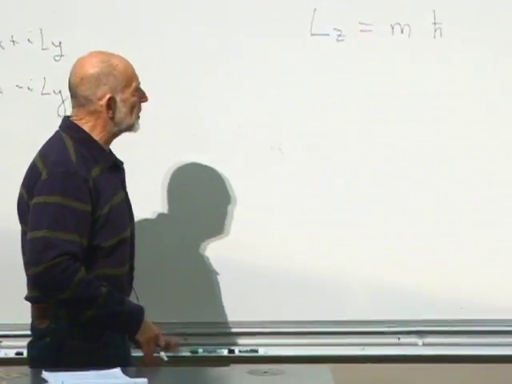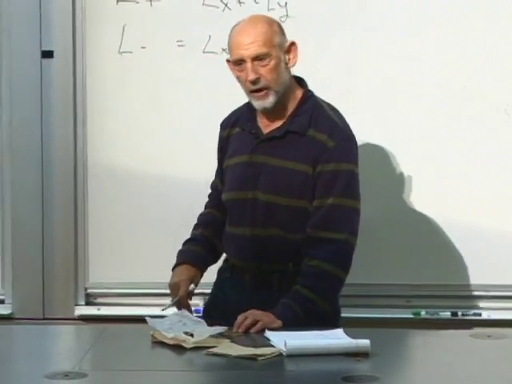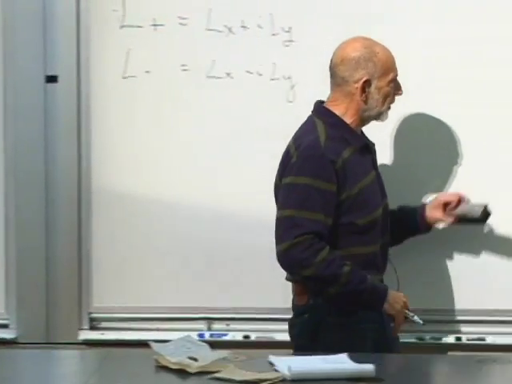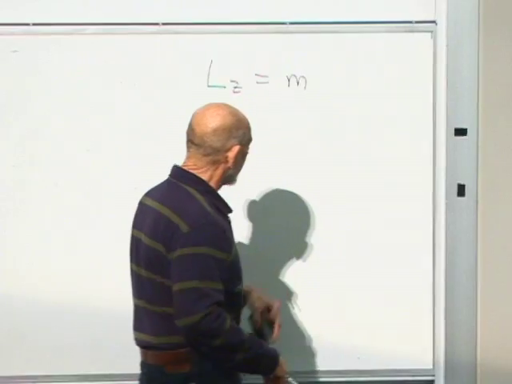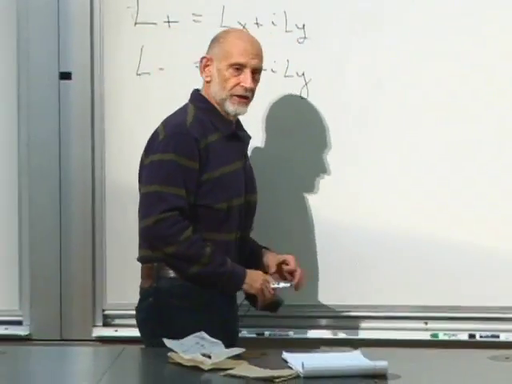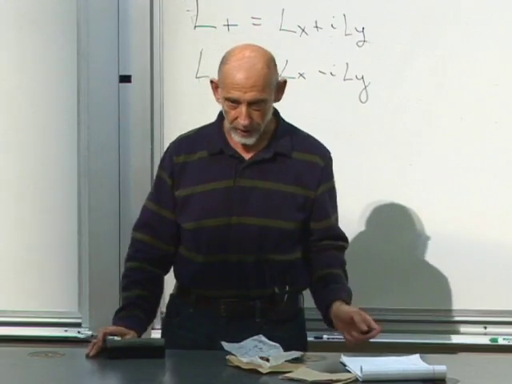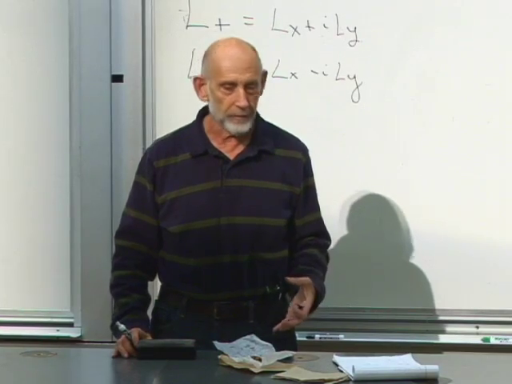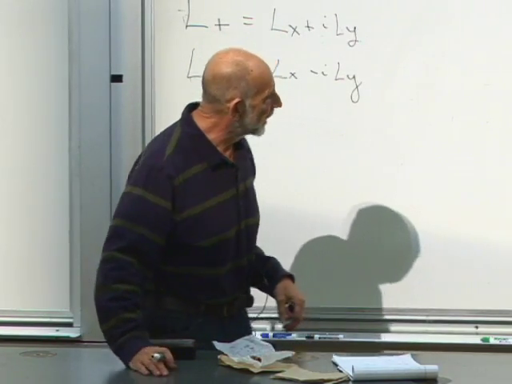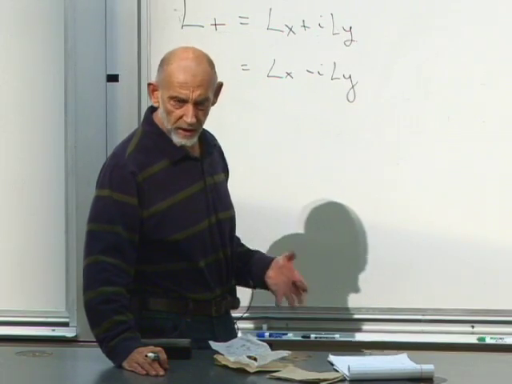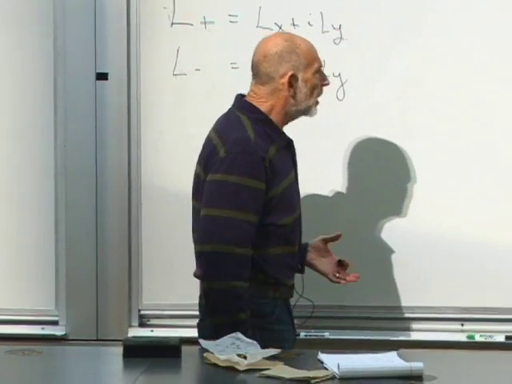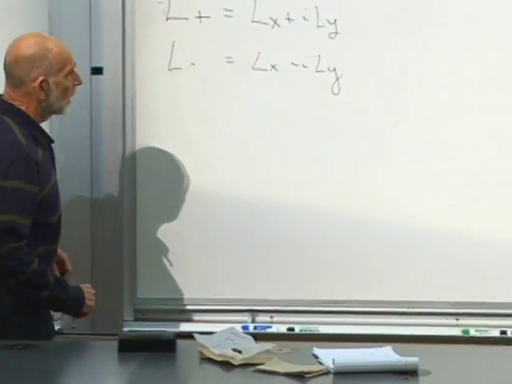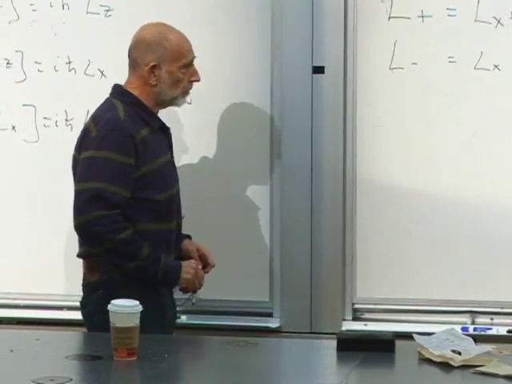H-bar is just a number. If we set h-bar equal to 1, which I think I will do now because I will never on the blackboard in real time be able to keep track of all the h-bars, later on we can put them back. LZ is just called M. That's a historical notation. M, as I said, is the angular momentum in units of h-bar, and it'll turn out to be a quantized variable. It's called M for some historical reasons that I don't know, and that's the notation we'll use.